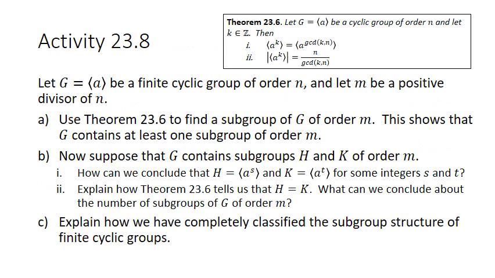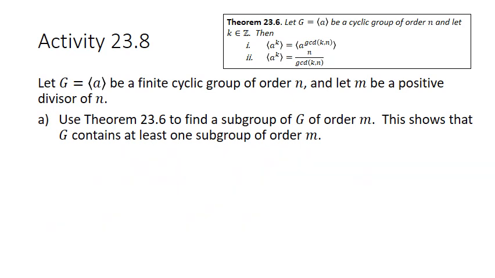Okay, so here is activity 23.8, so go ahead and give this a try, and then we will go over the answers. Okay, so let's go over the answers here. Let G equal the cyclic group generated by a be a finite cyclic group of order n, and let m be a positive divisor of n. Part A used theorem 23.6 to find a subgroup of G of order m. This shows that G contains at least one subgroup of order m.